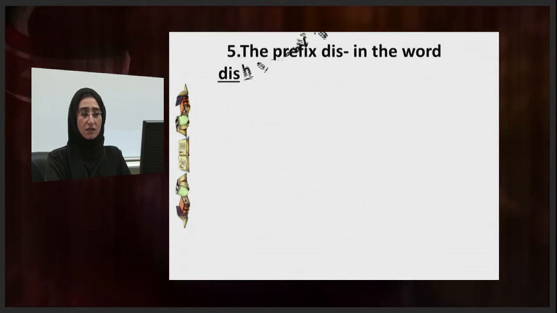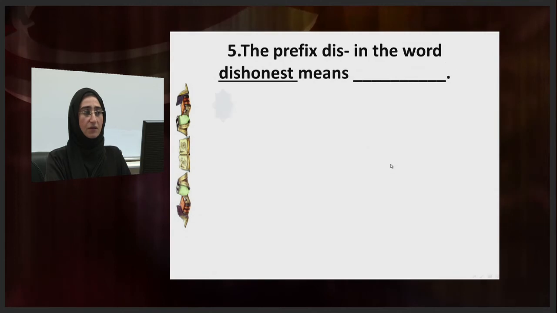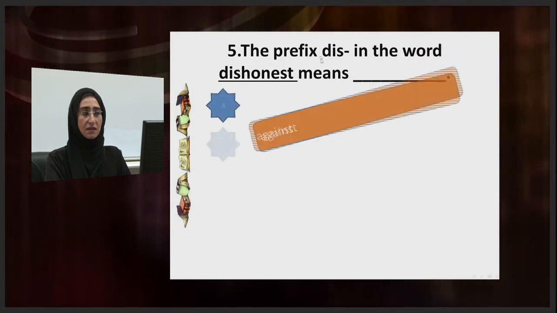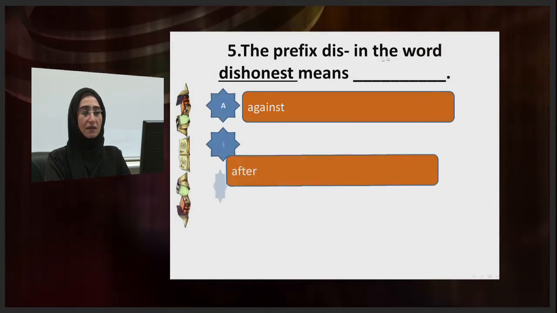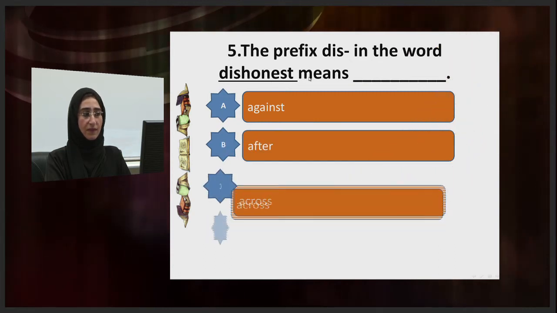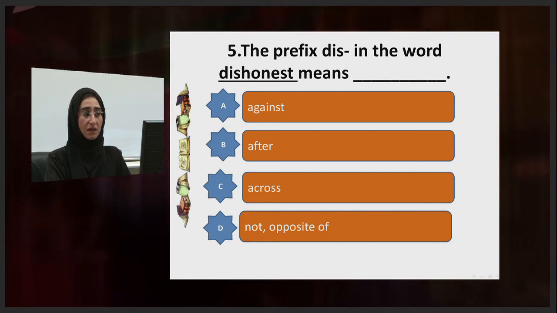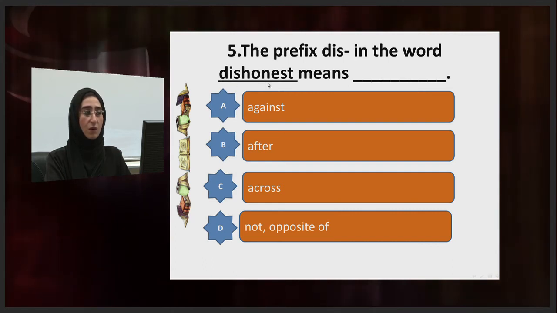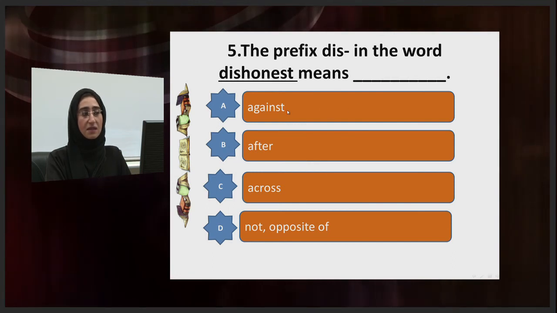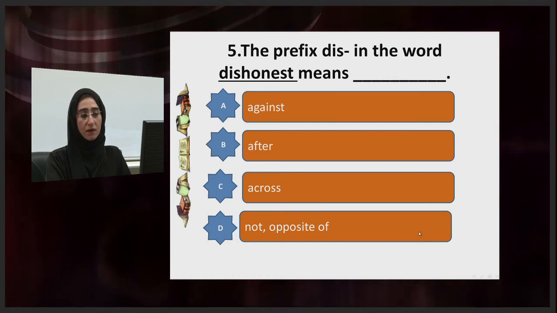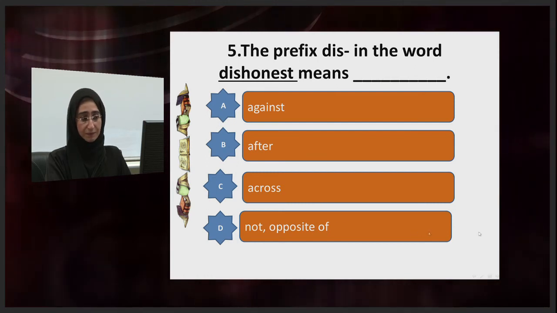The question here is for the prefix. The prefix dis is in the word dishonest. Here it plays with the meaning, so be aware that it is changing the meaning. This prefix changes the meaning of the word honest. All of us know the word honest. Is it against, after, cross, not, or opposite of?